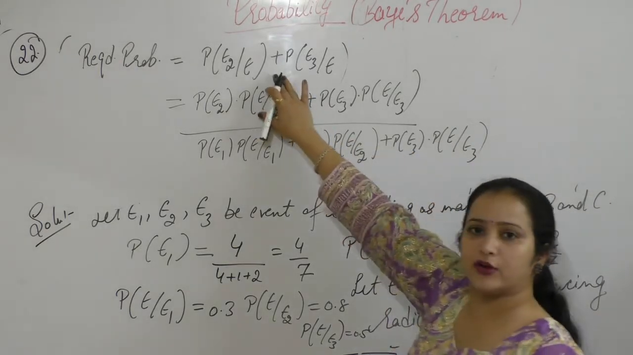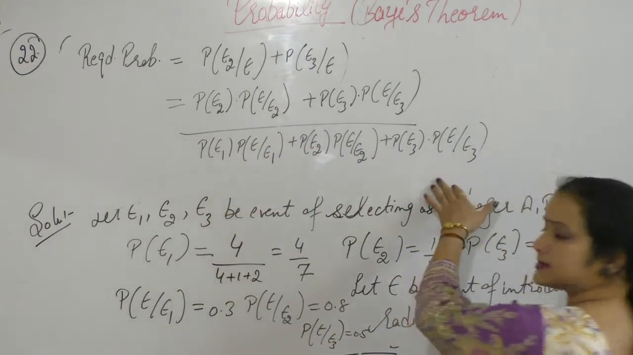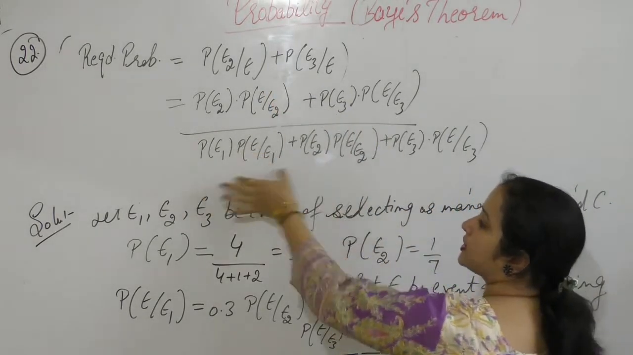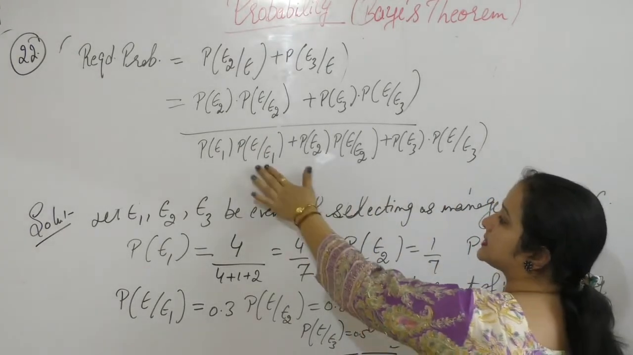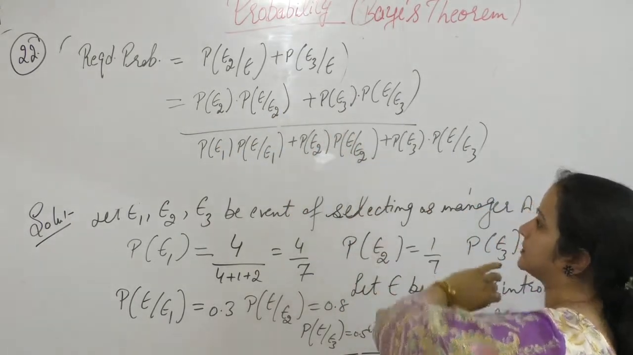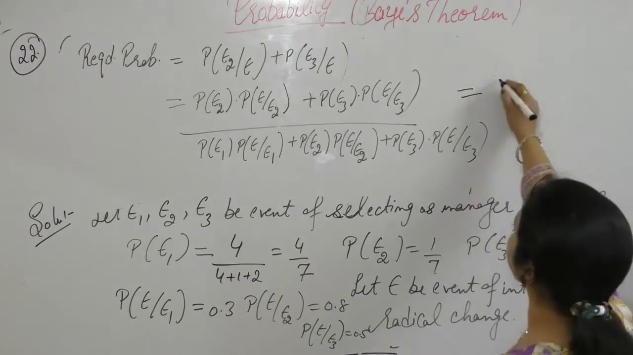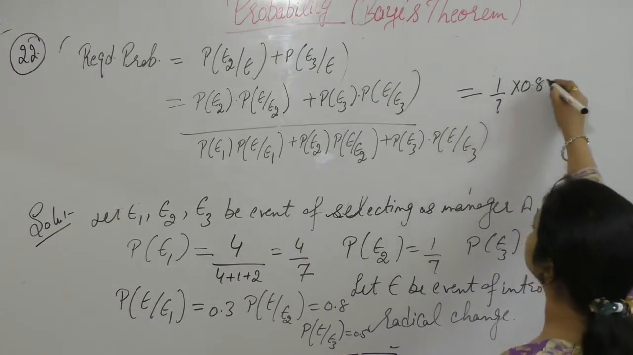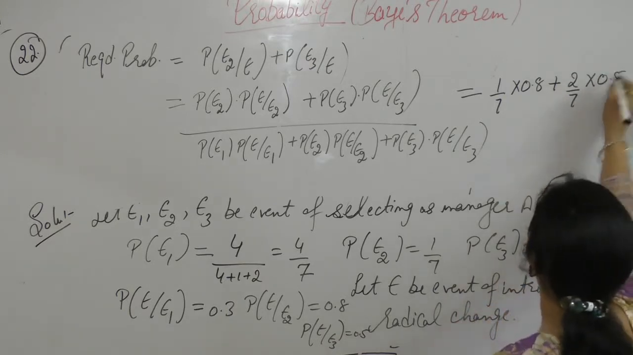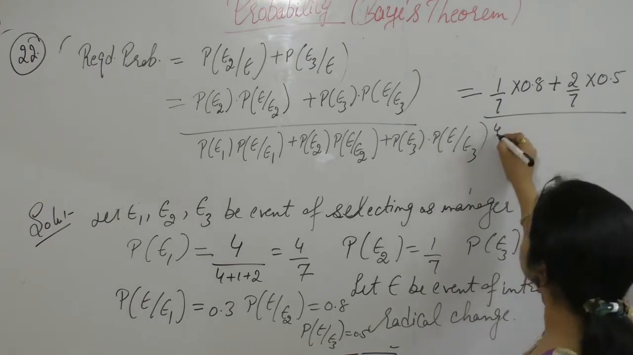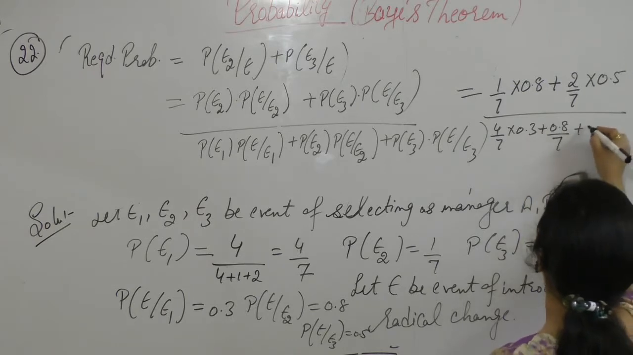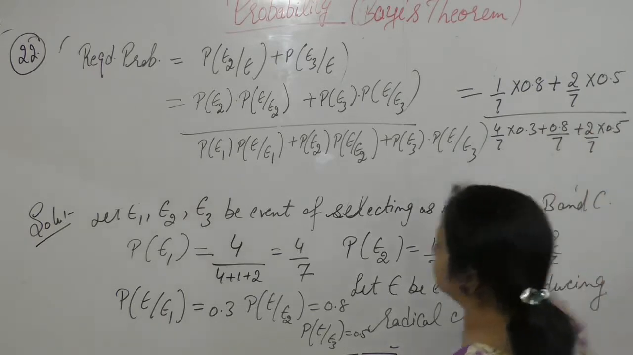So after this step, what we have? Probability of this upon sum of these probabilities plus probability of this upon sum of these probabilities. So we take the LCM, sum of these probabilities. Now put the values. Probability of E2, E upon E2, probability of E3, E upon E3, upon 4 by 7 into 0.3 plus 0.8 into 1 by 7, 2 by 7 into 0.5.